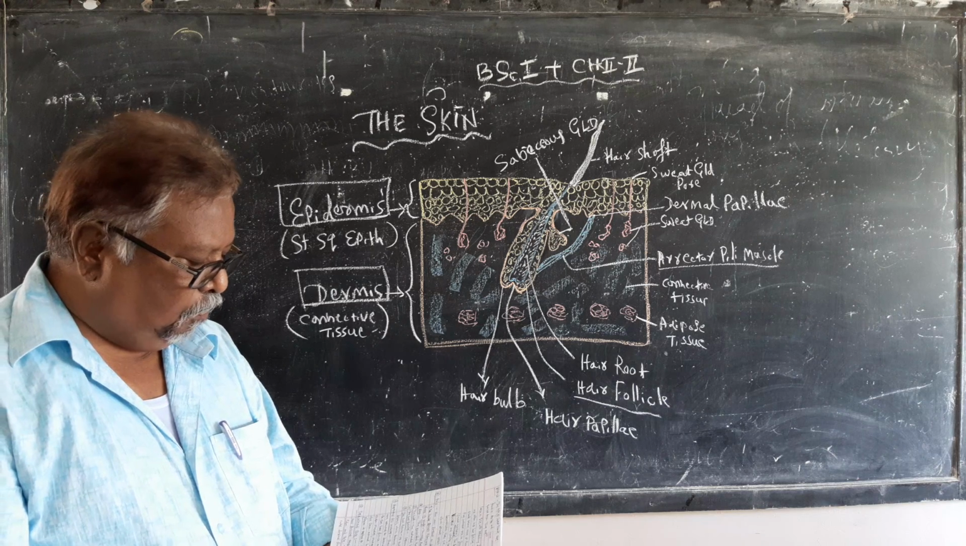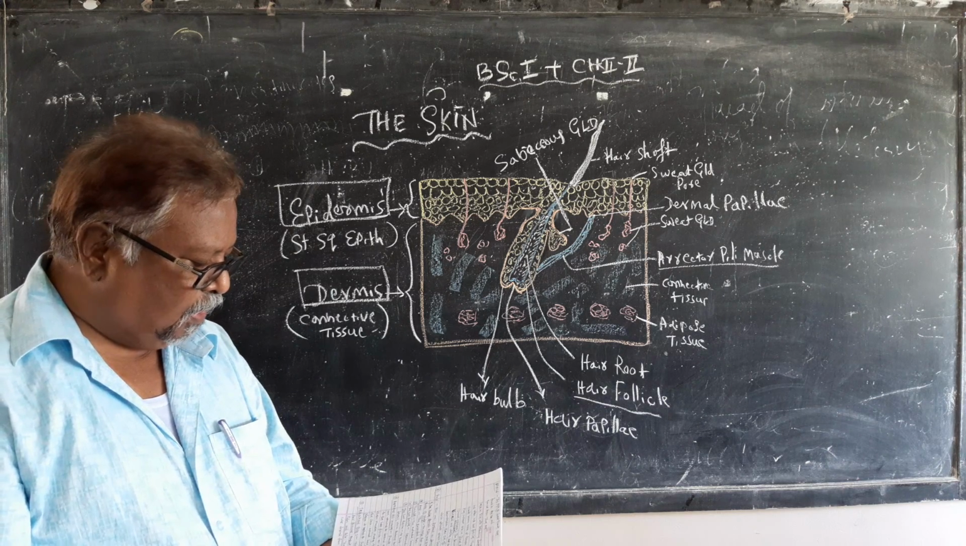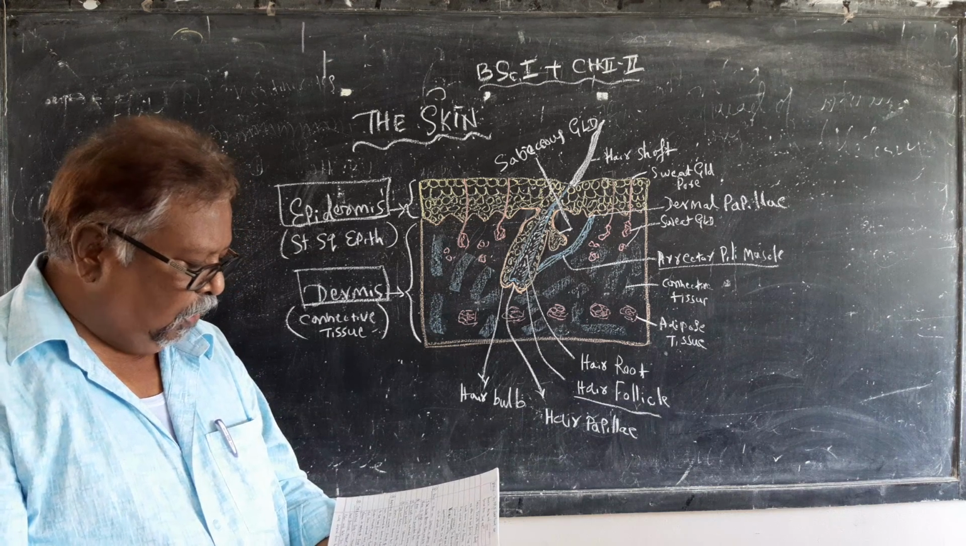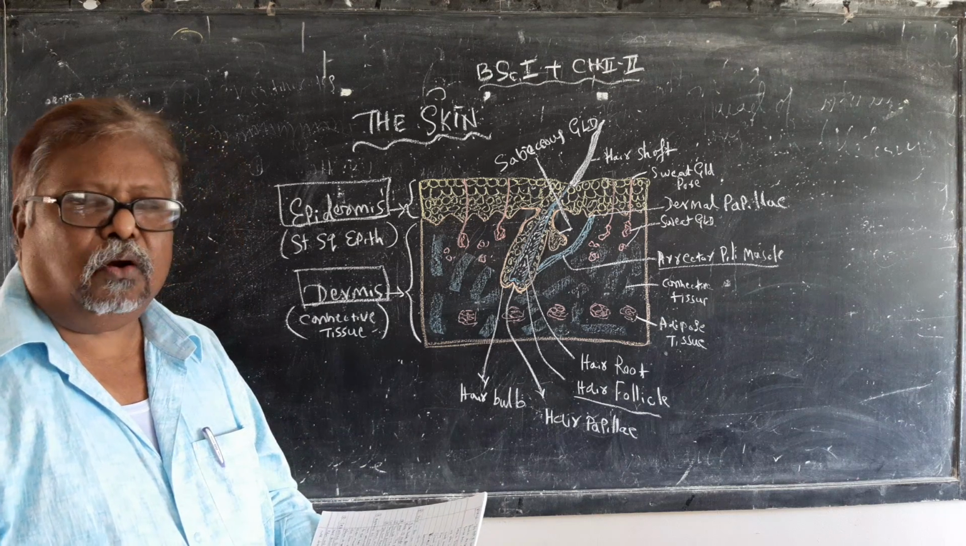Contraction of these muscles makes the hair stand erect and raises the skin around the hair by the stimulation of sympathetic nerve in response to fear and cold.